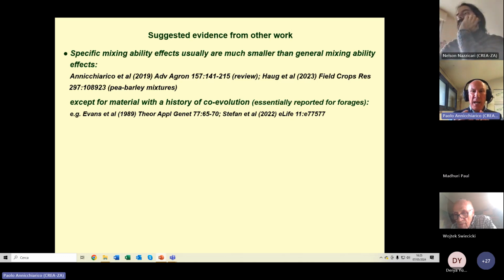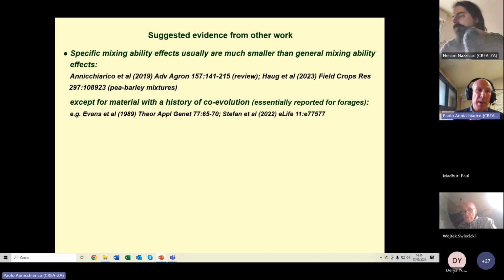So whenever we have a given combination that is producing much more or much less than we would expect from their mean response across different mixtures, then this is a specific mixing ability effect. So in general, these combinations that are particularly successful or unsuccessful are really rare, unless we consider material with a history of coevolution. This was shown essentially for forages.